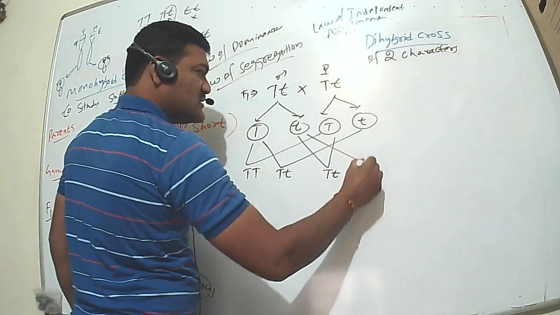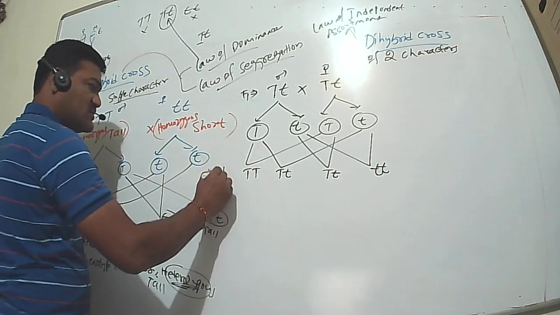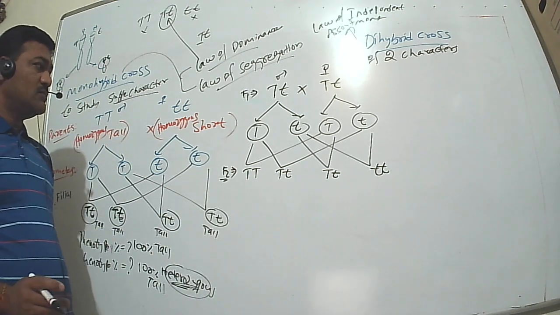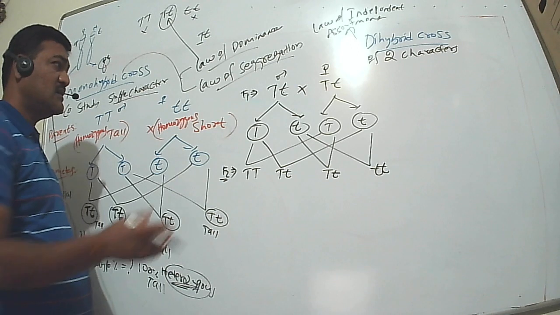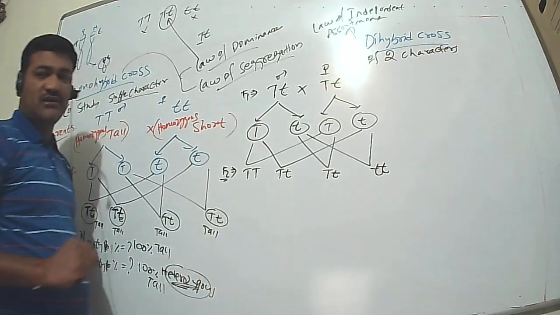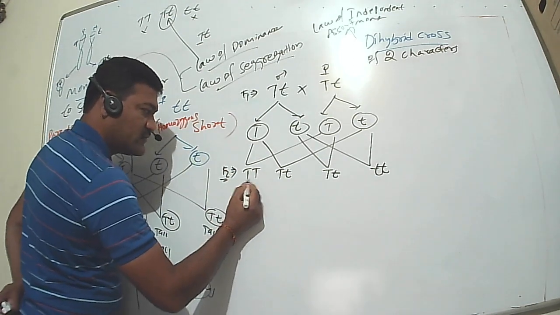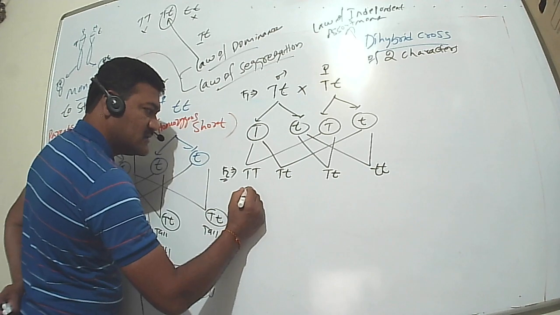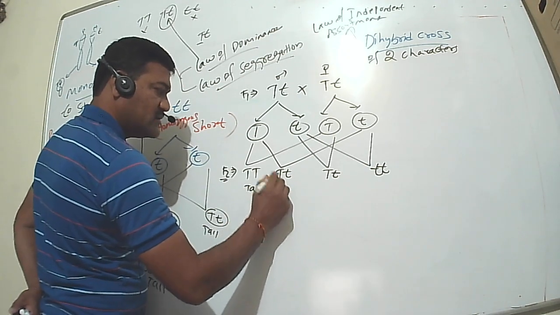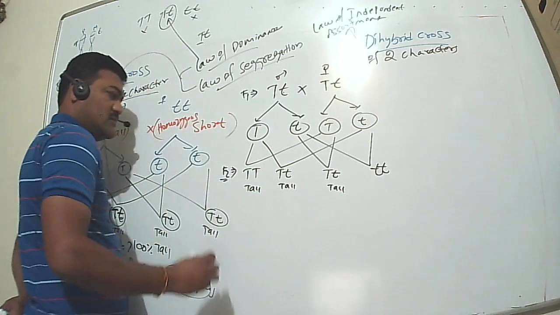Now, if this can fertilize with this, I get a small t, small t. So now this is called the F2 generation. So did you understand what is an F2 generation? The generation which I get from F1 is called the F2 generation. Now tell me, is this capital T, capital T tall or dwarf? It's definitely tall. This one, capital T, small t, it's also tall. And this one, it's also tall.